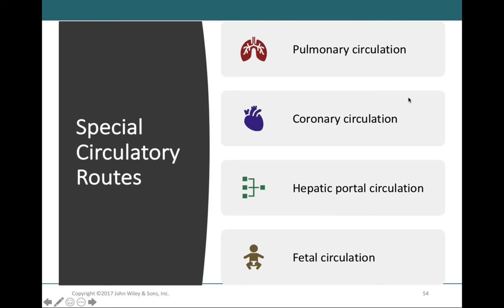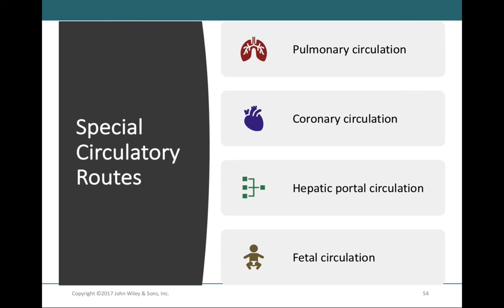So these first two circulations are two that we should be fairly familiar with by now. However, there are two others that we have not mentioned up until now, and they are the hepatic portal circulation and the fetal circulation. Each of these two other circulations are also considered special circulatory routes because the blood that flows through them is quite different from our other circulations that we have seen.